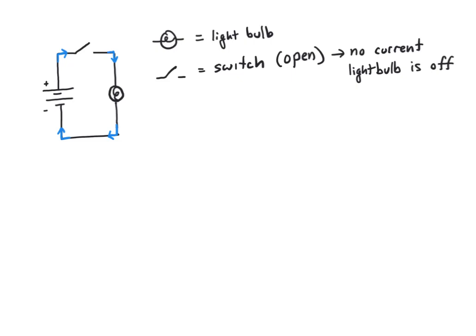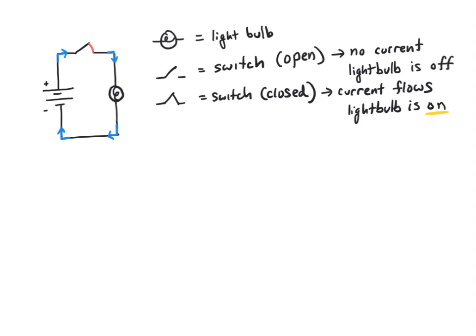To represent a switch that's closed, we would either just represent it as a line, a wire, or we could represent it the same way as before, but we would sort of connect it. So it's like this sort of triangular thing, indicating that now the switch has been closed. And if our switch is closed, current can flow through our circuit, and our light bulb will be on.